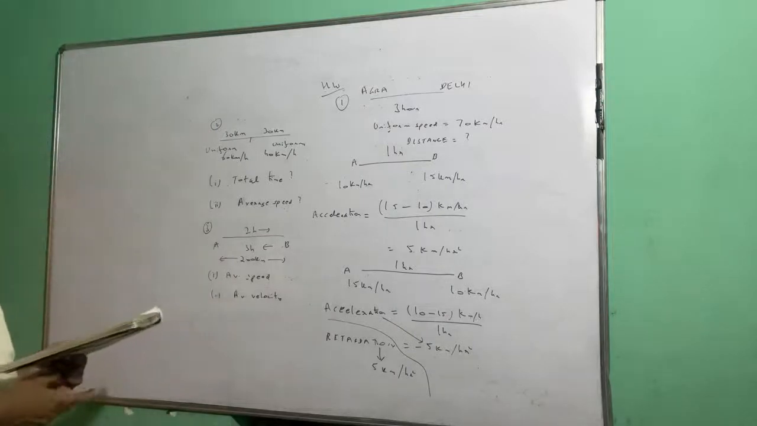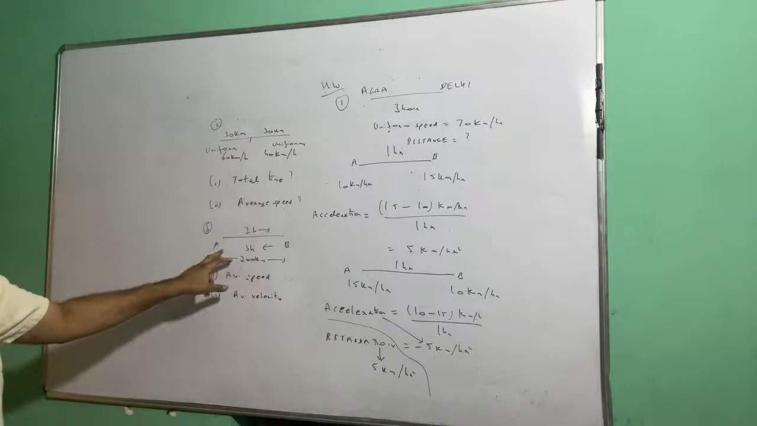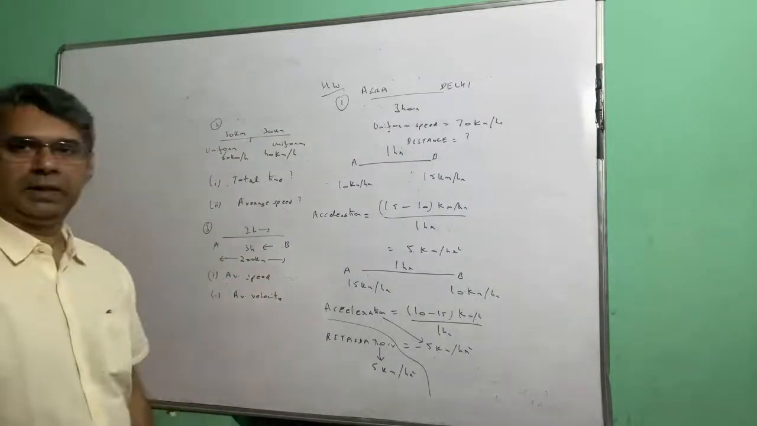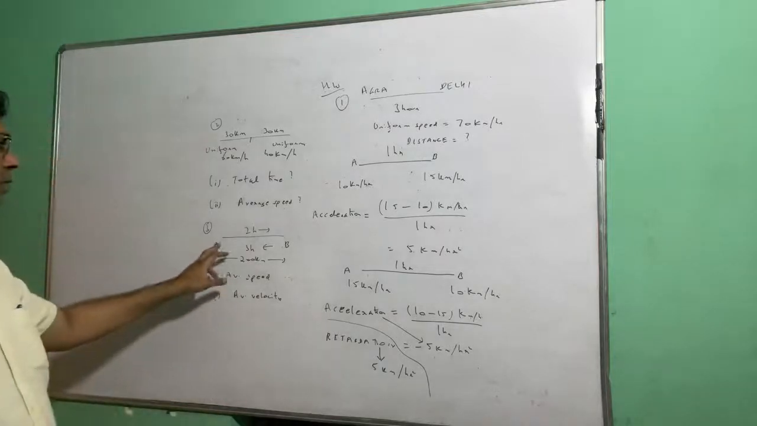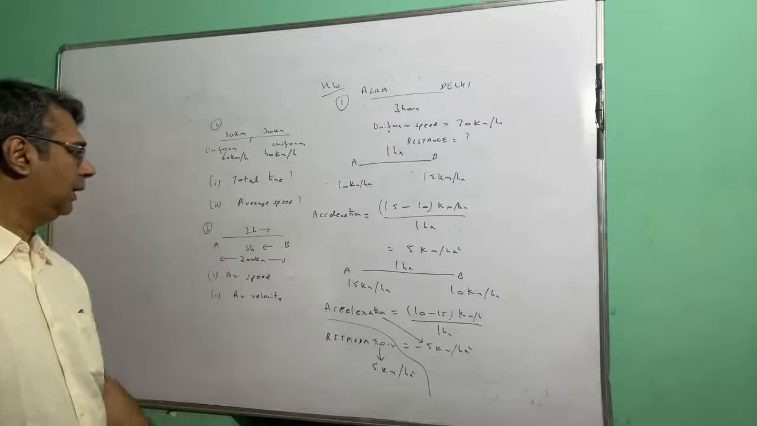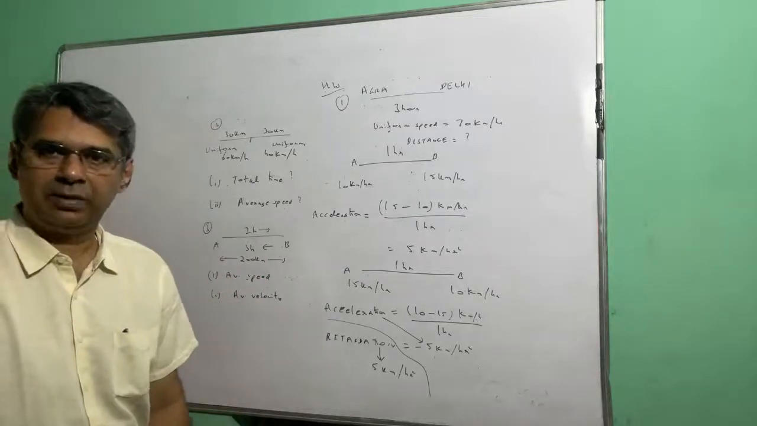Okay, the next question is that a car is going from A to B in 2 hours and returning from B to A in 3 hours, and the distance is 200 km. What is the average speed and what is the average velocity?